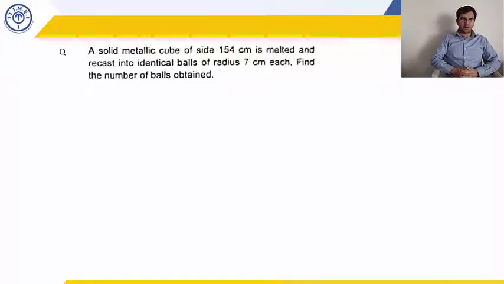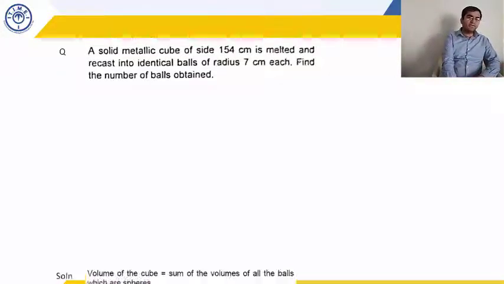Okay, let's solve. Obviously, the volume will remain the same. Volume of the cube is equal to the volume of the balls. Let there be n balls. And each of these n balls is a sphere. So the volume of the sphere is 4 by 3 pi r cube. So n into 4 by 3 pi 7 cube should be equal to the volume of the cube. Cube of side A.